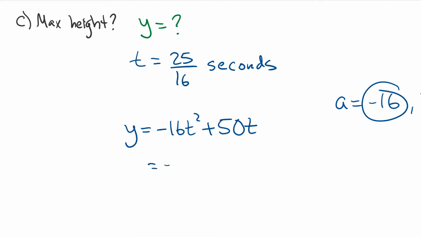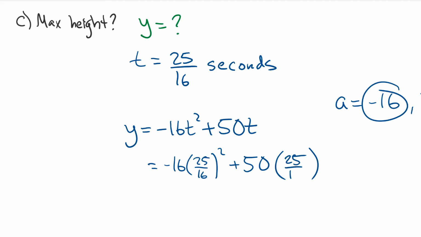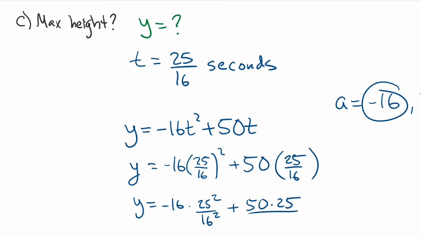So this is equal to negative 16 times something squared plus 50 times something, and we pop in that 25 over 16 for each and every one of them. This is where you'd want to use your calculator. You can absolutely simplify this down. I can already see the tricks to how to make it work, but I don't know if I want to. Oh, what the hell, I guess I'll do it. Negative 16 times 25 squared all over 16 squared plus 50 times 25 over 16.